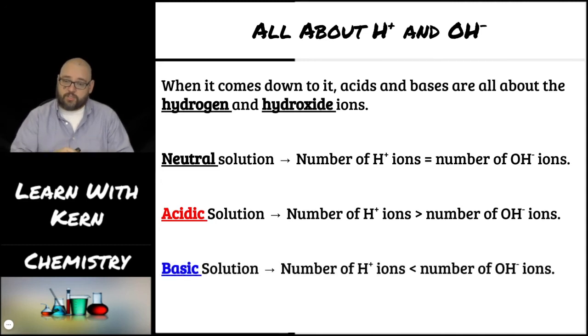So a basic solution is going to have fewer hydrogen ions than hydroxide ions. If a base is a proton acceptor, it's going to take those hydrogen ions out of solution, and hydroxide, if it's there, is going to take those. And so you're going to have more hydroxide ions than hydrogen ions, and so you have a base. This is how we look at whether something is an acid or base based off the hydrogen and the hydroxide, the relative concentrations. The relative amounts of hydrogen and hydroxide are going to make a difference as to whether it is an acid or base.